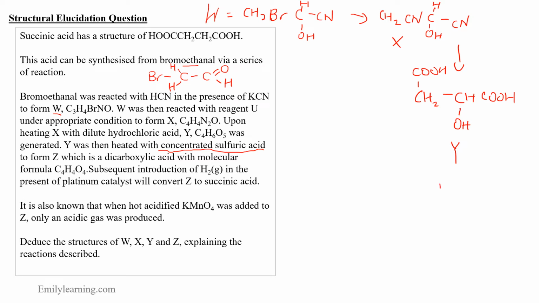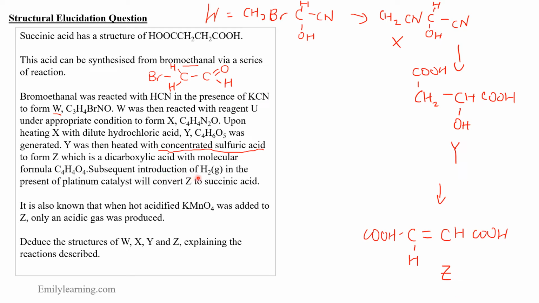Okay, so now let's draw Z. So I will form an alkene. Okay, and this will be the structure of Z. Then I'm also told that Z is a dicarboxylic acid with molecular formula C4H4O4, so this is Z.